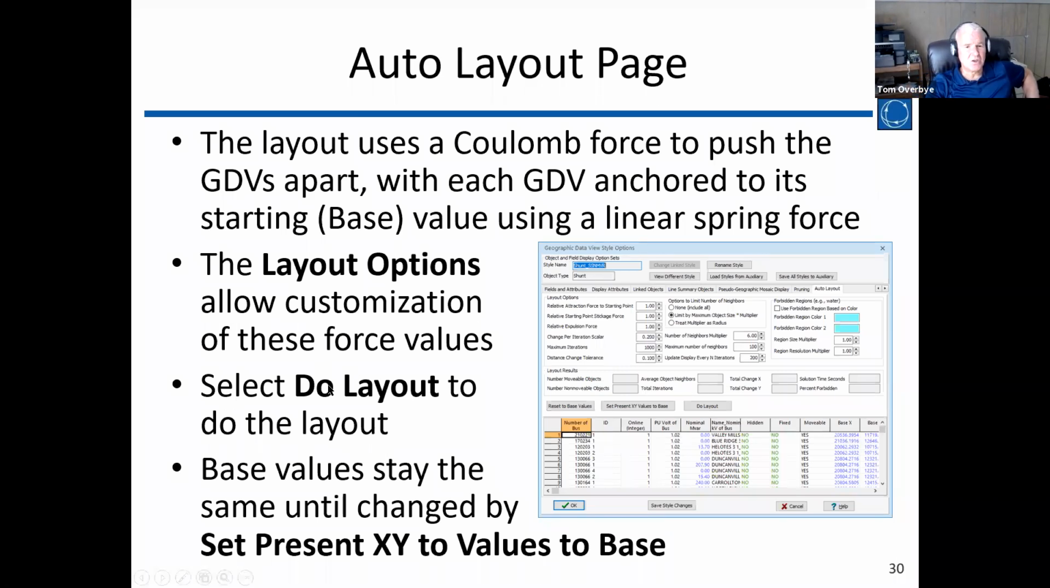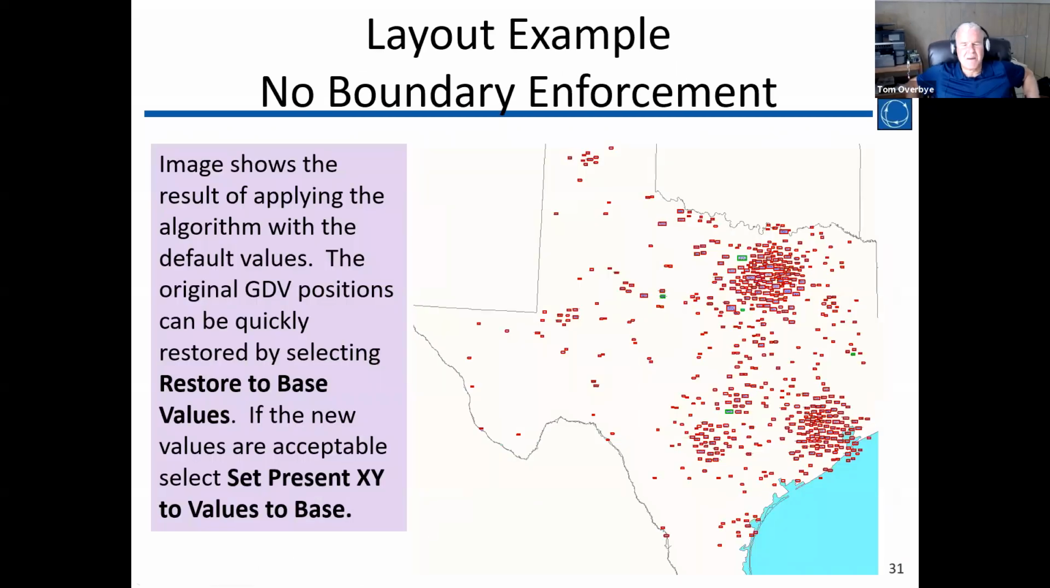We did set it up so you can do a layout, and if you don't like the layout, you can easily go back to the original values. So that's something that I commonly do. This is an example of the switch shunts where we're pushing them apart using this layout algorithm. It runs pretty fast as long as you only have, say, several thousand elements. As you start getting tens of thousands of elements, it can slow down some, but it's still reasonable to do. So I would just say play around with it. If you don't like a layout, you can easily restore back to the base values.